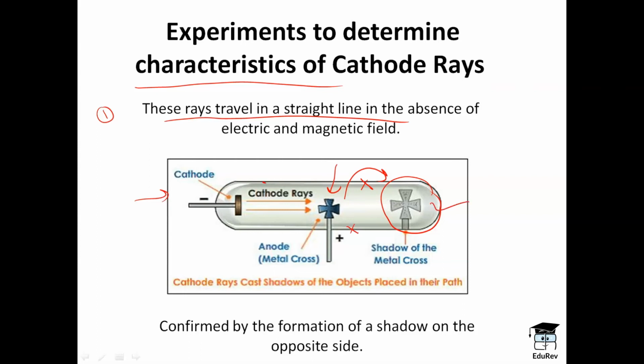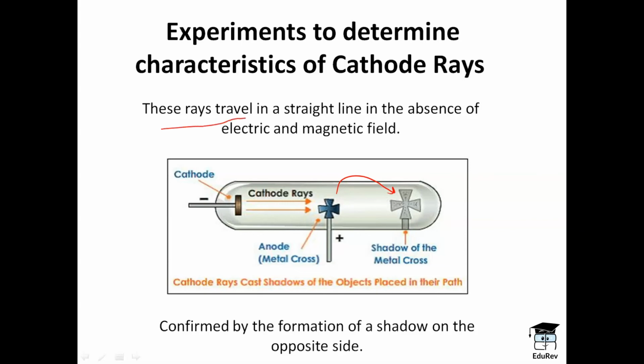If the rays were coming like this, it would have formed somewhere here. But the shadow just behind led to the conclusion that cathode rays travel in a straight line.